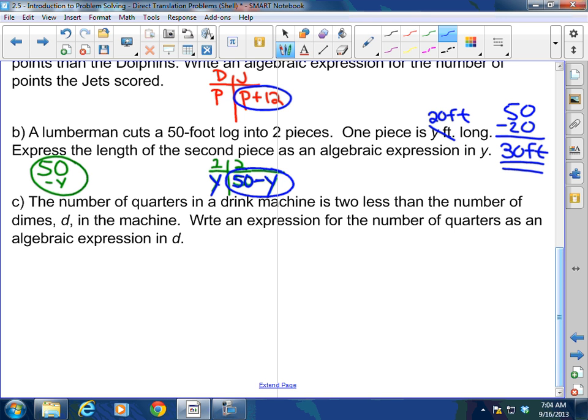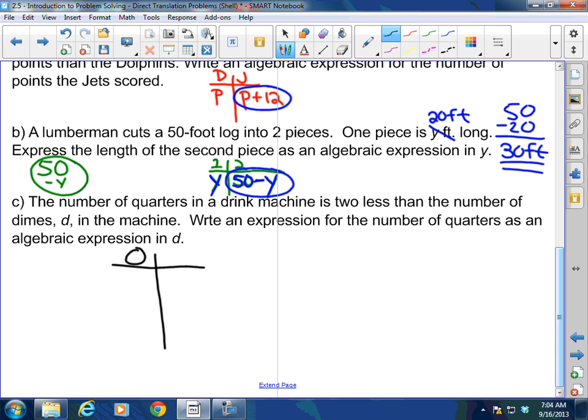Okay, next. The number of quarters in a drink machine is 2 less than the number of dimes, D, in the machine. Write an expression for the number of quarters as an expression of D. Okay.